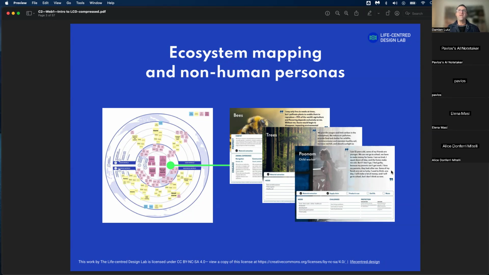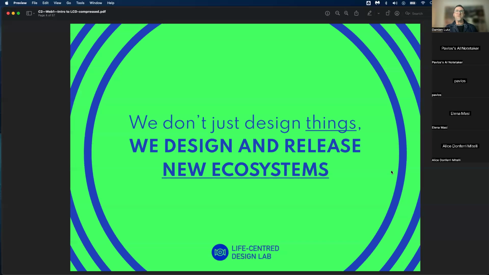And then we can create personas for them. These are called non-human personas or non-user personas, and these are just new versions of the old tools, like the customer personas that we make. But we make them now for the animals and the plants and the invisible and vulnerable people that are impacted by our work. That way we can keep them in mind when we design things. So these are some really cool new tools coming out of life-centered design that expand the human-centered design tools to make them more life-centered. And it's about recognizing that we don't just design things, we actually design and release new ecosystems.